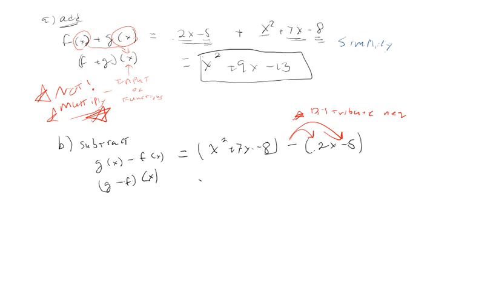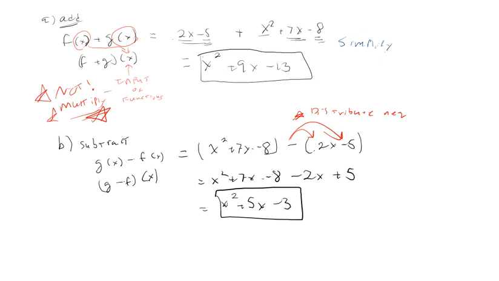So this is going to equal x squared plus 7x minus 8 minus 2x plus 5. Minus times a minus means plus 5 here. Okay? And then combine the like terms. I get x squared. 7x minus 2x, that's going to be plus 5x. And then negative 8 plus 5, that's going to be negative 3. And that's my equation for subtraction. I made a new function subtracting two other functions, combining them together.